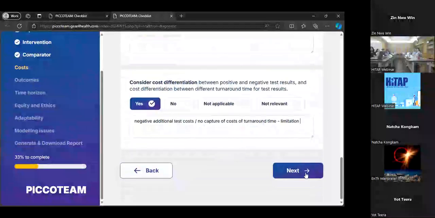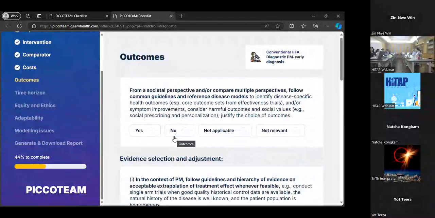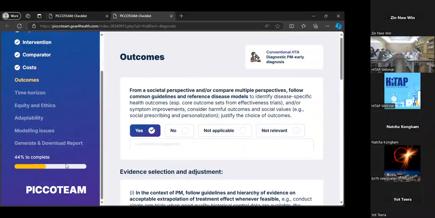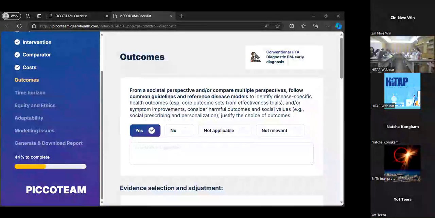And similarly for the outcome, from a societal perspective, you may be able to capture some outcomes that are related to the labor force, and you need to follow the common guidelines and reference disease models to identify these outcomes if possible. In our case, we use an established model. So when you are conducting a genetic test on a new condition, try to find a reference model or a guideline to find the disease-specific health outcomes.